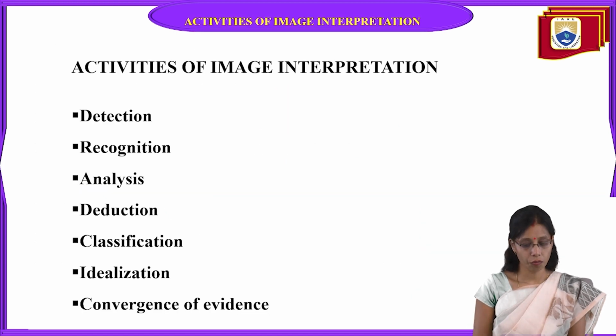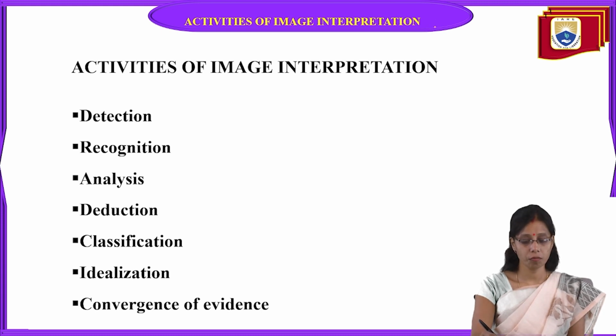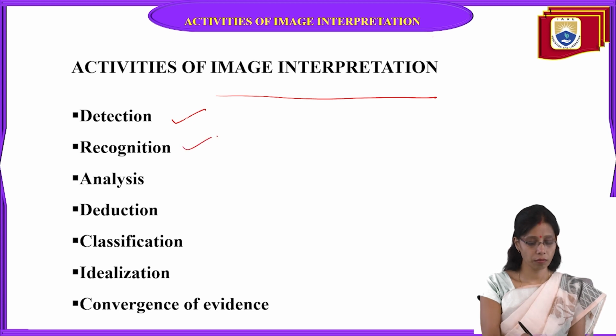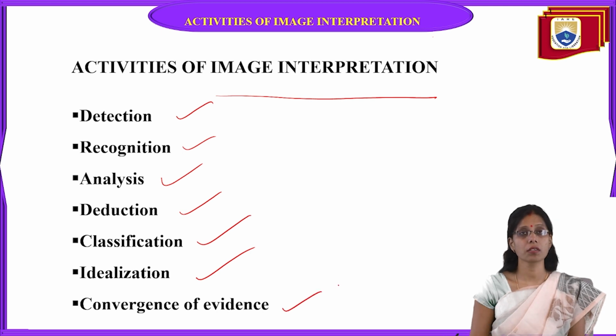Right, now we talk about the activities which are involved in this image interpretation. What are the activities it involves? Means what basically we do. So the activities in image interpretation are detection, recognition, analysis, deduction, classification, idealization, and convergence of evidence.